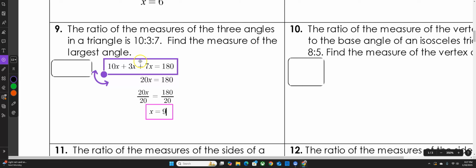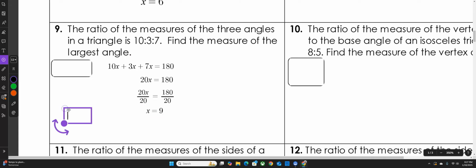And again, it wanted us to find the measure of the largest angle. So we're going to take our x value and multiply it by the largest number in our ratio, which is 10. This one's going to be pretty simple. 10 times 9 is equal to 90. So the largest angle is 90 degrees.